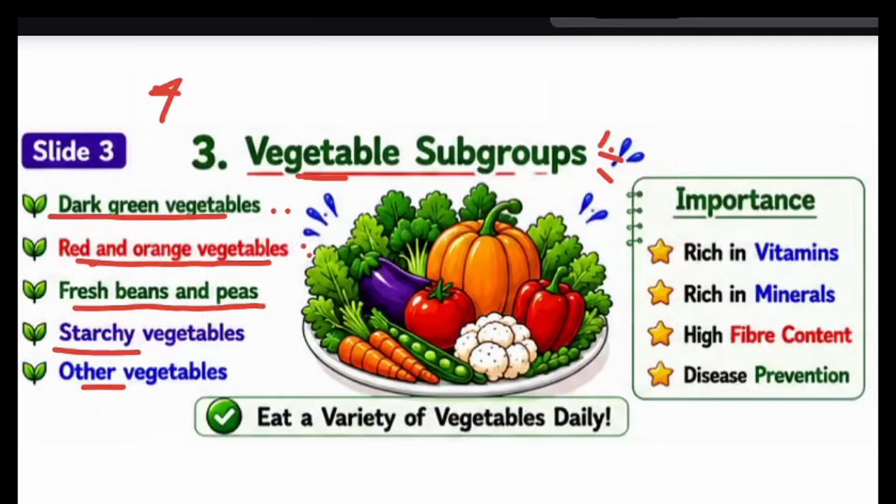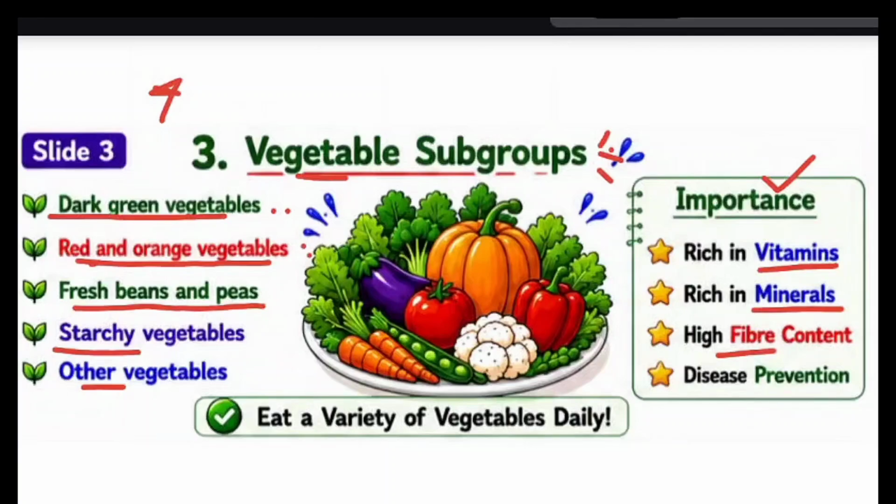Now, let us discuss the importance of vegetables. Vegetables are considered nutritional powerhouses because they are rich in vitamins, minerals, and dietary fiber. Fiber helps to maintain healthy digestion and prevents constipation.